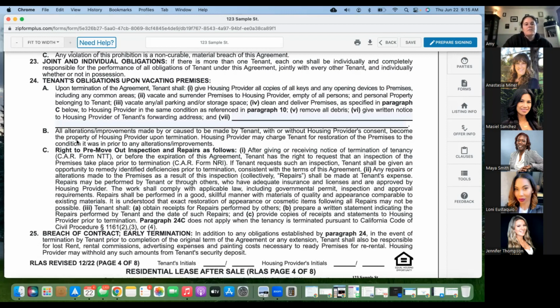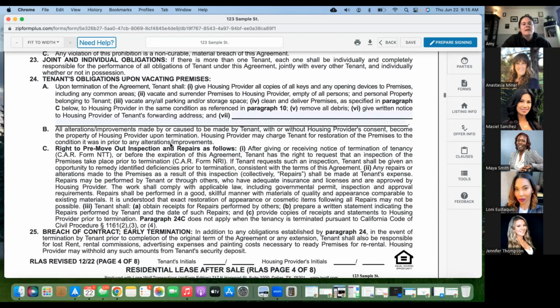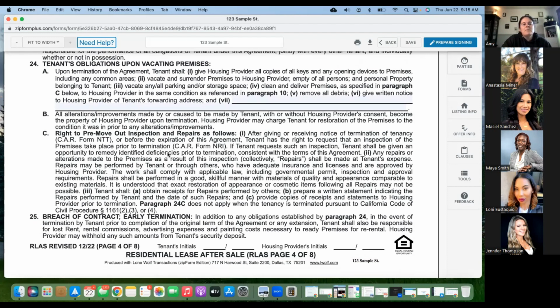B. All alterations and improvements made or caused to be made by tenant, with or without housing provider's consent, become the property of the housing provider upon termination. Housing provider may charge tenant for restoration of the premise to the condition it was in prior to any alterations or improvements. C. The right to the pre-move out inspection and repairs is as follows.